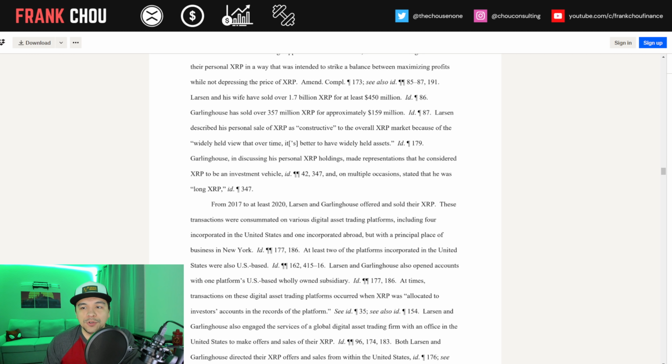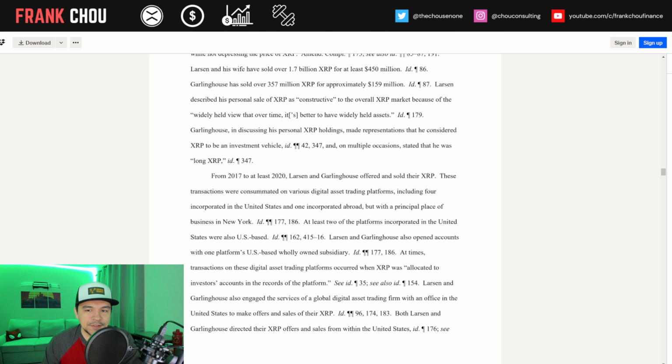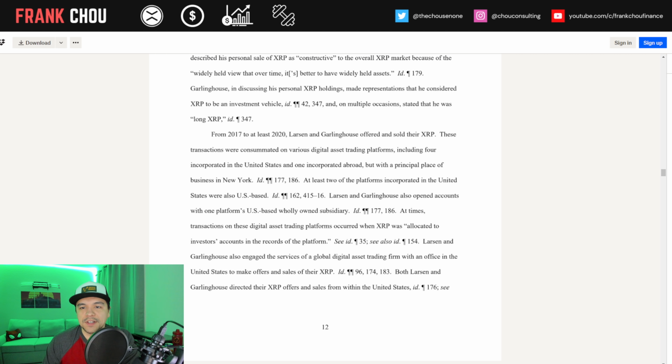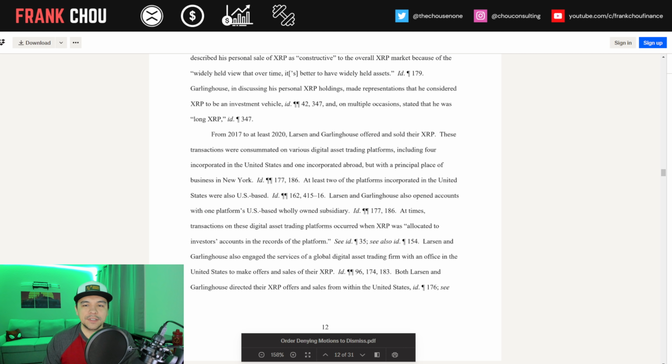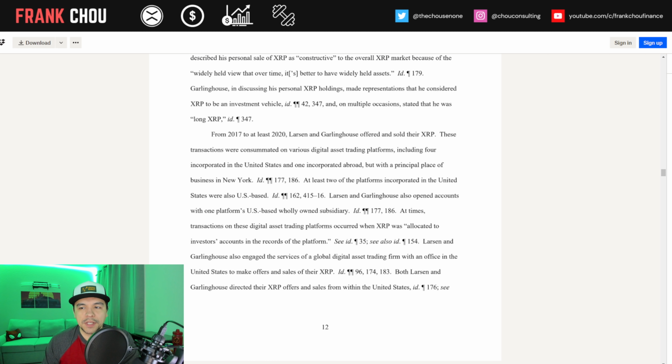Larsen and his wife have sold over 1.7 billion XRP for at least $450 million. Garlinghouse has sold over 357 million XRP for approximately $159 million. Larsen described his personal sale of XRP as constructive to the overall XRP market because of the widely held view that over time, it's better to have widely held assets. Garlinghouse, in discussing his personal XRP holdings, made representations that he considered XRP to be an investment vehicle, and on multiple occasions stated he was, quote, long XRP.